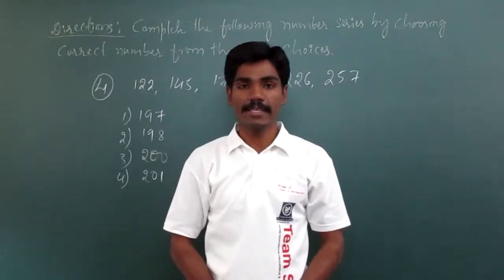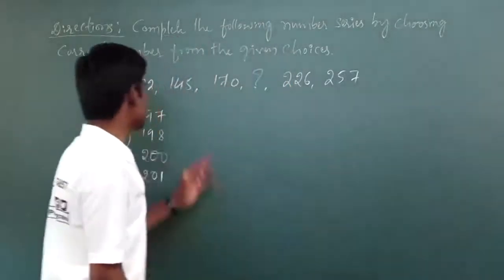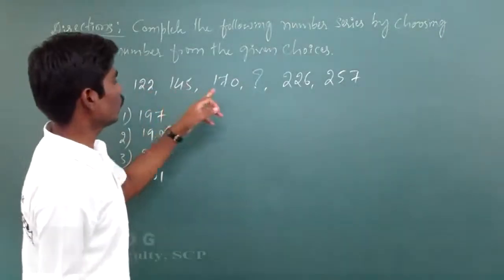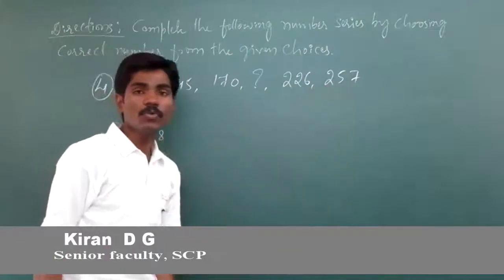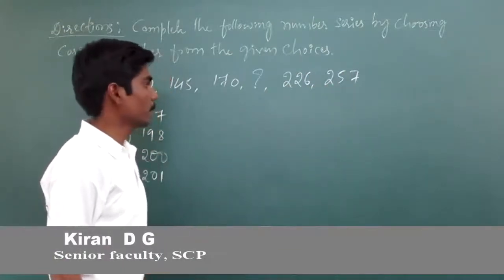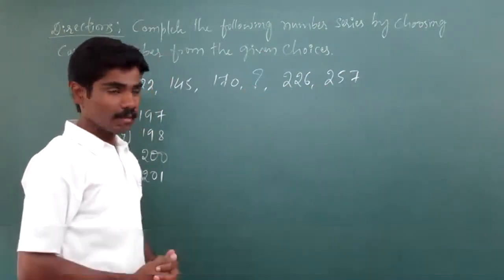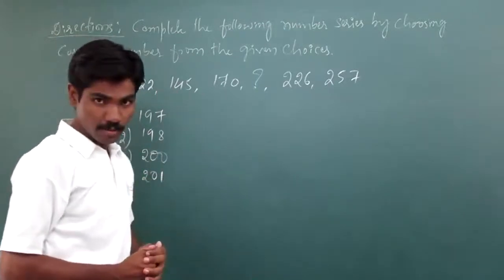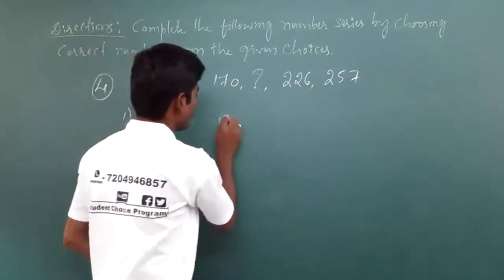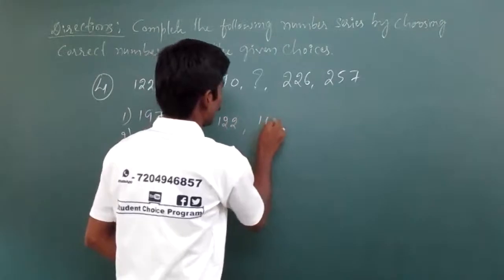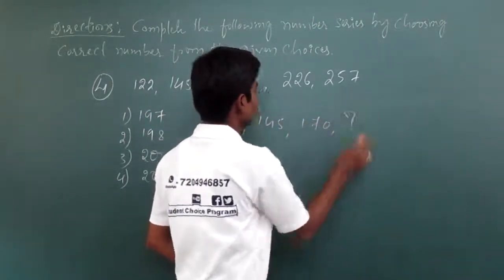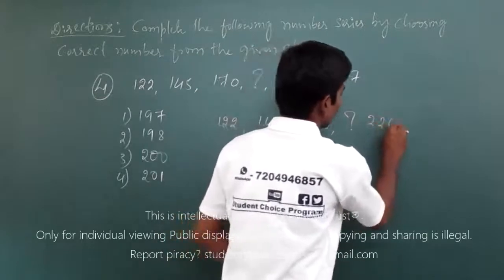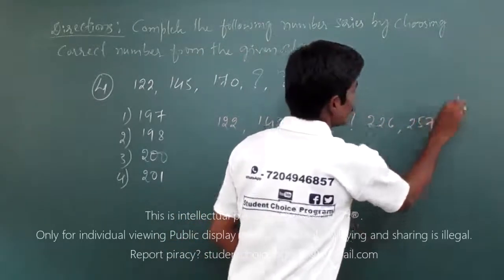Well friends, here is the next problem. The given problem is 122, 145, 170, question mark, 226 and 257. To get the answer, first let me consider the given question. That is 122, 145, 170, question mark, 226 and 257.